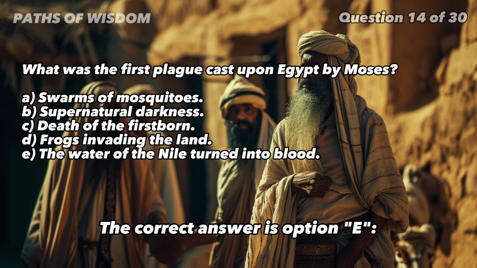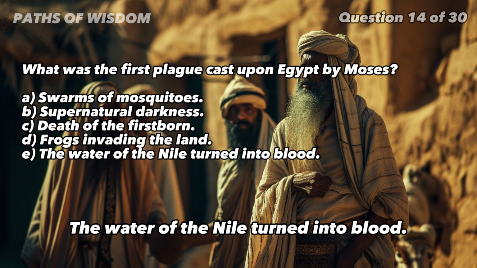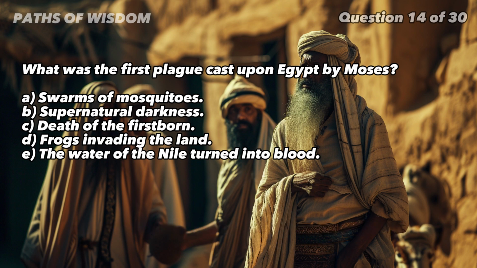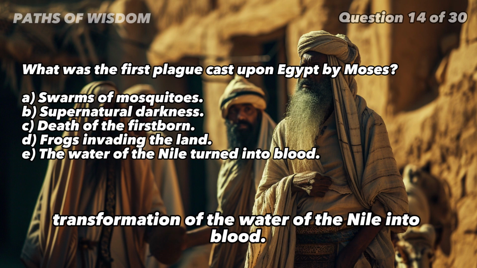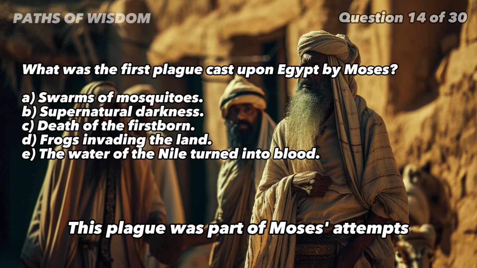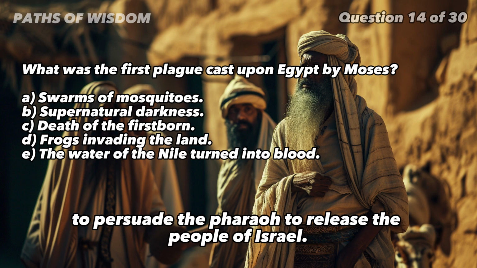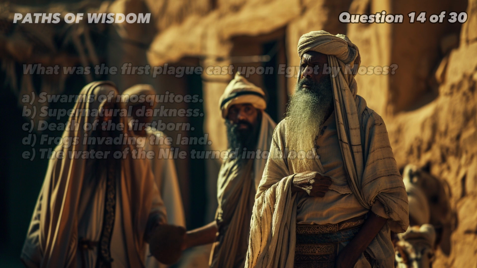The correct answer is option E, the water of the Nile turned into blood. The first plague cast by Moses upon Egypt was the transformation of the water of the Nile into blood. This plague was part of Moses' attempts to persuade the pharaoh to release the people of Israel.